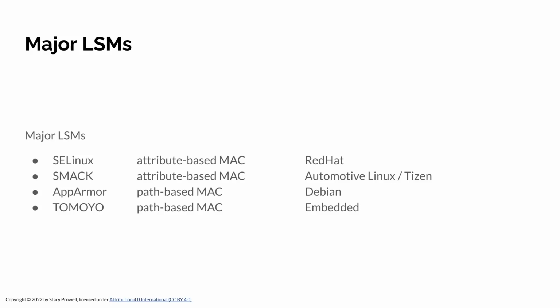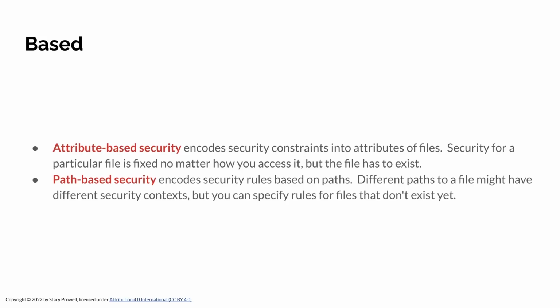There's AppArmor, which you may be familiar with. If you use Debian, you probably see messages go by that mention AppArmor. That's a path-based MAC. And you may have heard of Tomoyo, which is an embedded one, and it's another path-based MAC. I wanted to have two of each kind. This is my ark to save them from the flood.